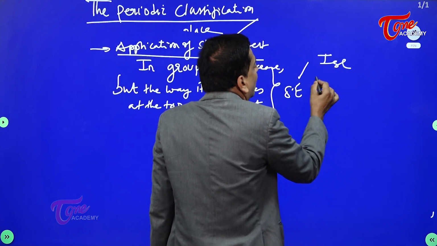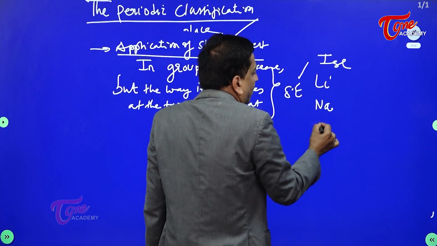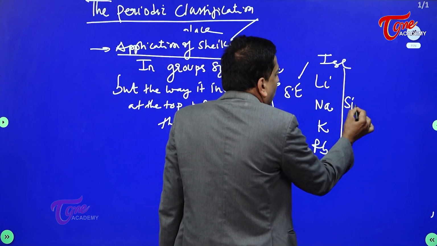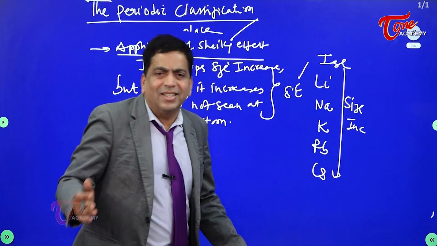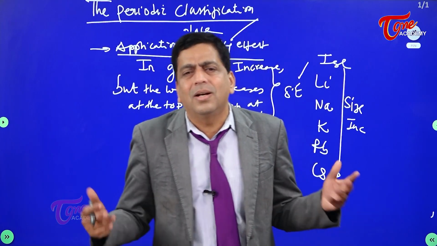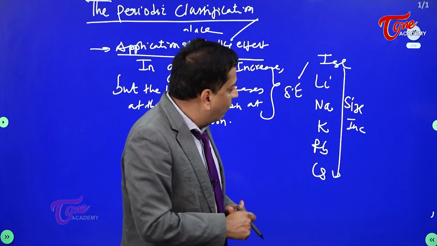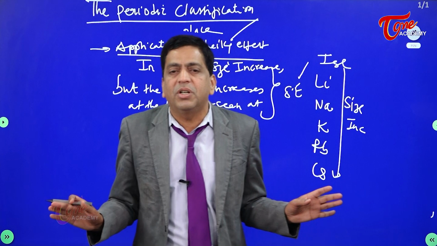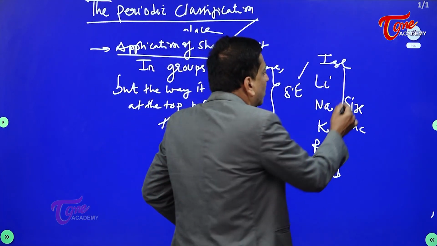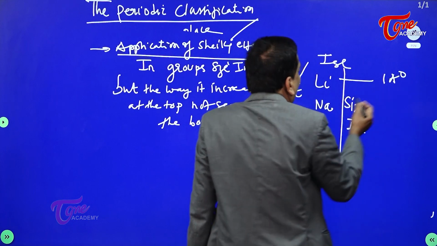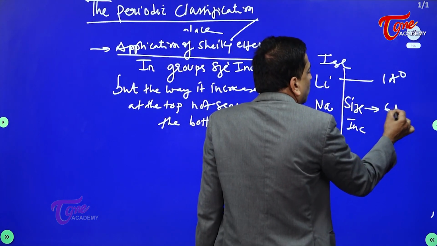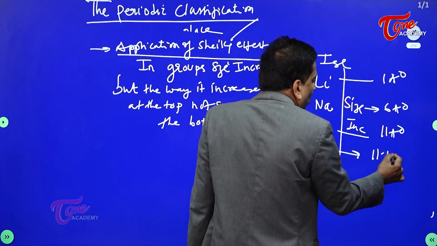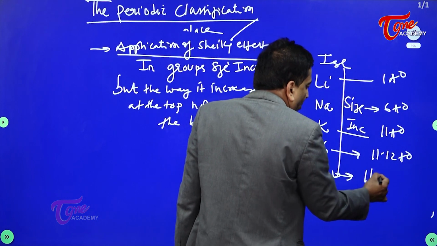For example, arbitrarily, if you take the first group, it is lithium, sodium, potassium, rubidium and cesium. The size increases in a group. There is no dispute in that. But if you look into some arbitrary values, these are not real values, these are absolutely arbitrary for our understanding. Suppose lithium is 1 angstrom, sodium becomes 6 angstroms, potassium becomes 11 angstroms, rubidium becomes 11.12 angstroms, and then cesium becomes 11.13 angstroms.